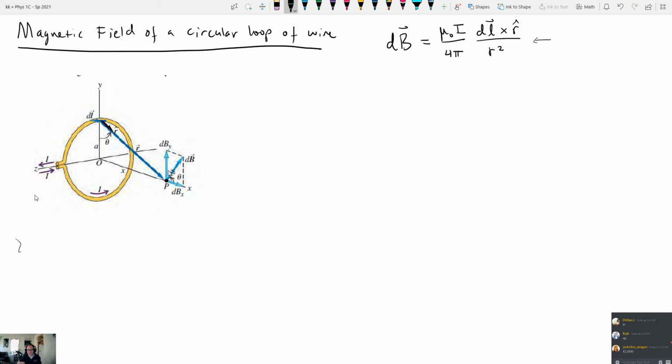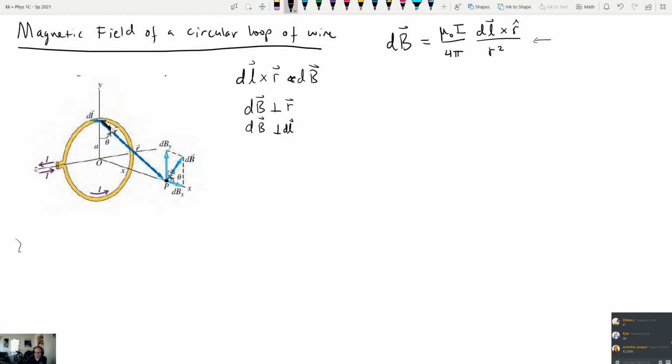So if we look at our picture right here, dl is this way, right? But r points down towards P. So if I do dl cross r, my thumb is going to point up at a right angle like this. Remember that when I do a cross product, the vector that I get as the answer, which in this case is dB, has to be at a right angle to both of the other vectors. So dB, proportional to dl cross r, has to be perpendicular to r, and it also has to be perpendicular to dl.